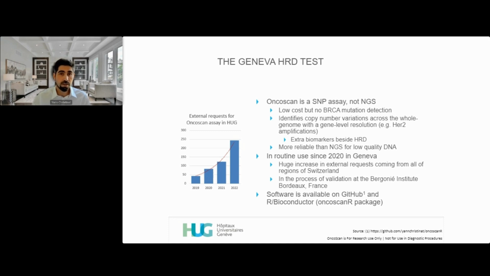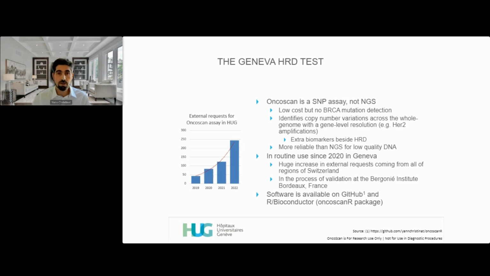And in our hands, it seems to be a bit more reliable than NGS, especially for samples with low quality DNA. Now, we have had the test in routine use since 2020 in Geneva, and we have seen a huge increase in external requests coming from all over Switzerland.